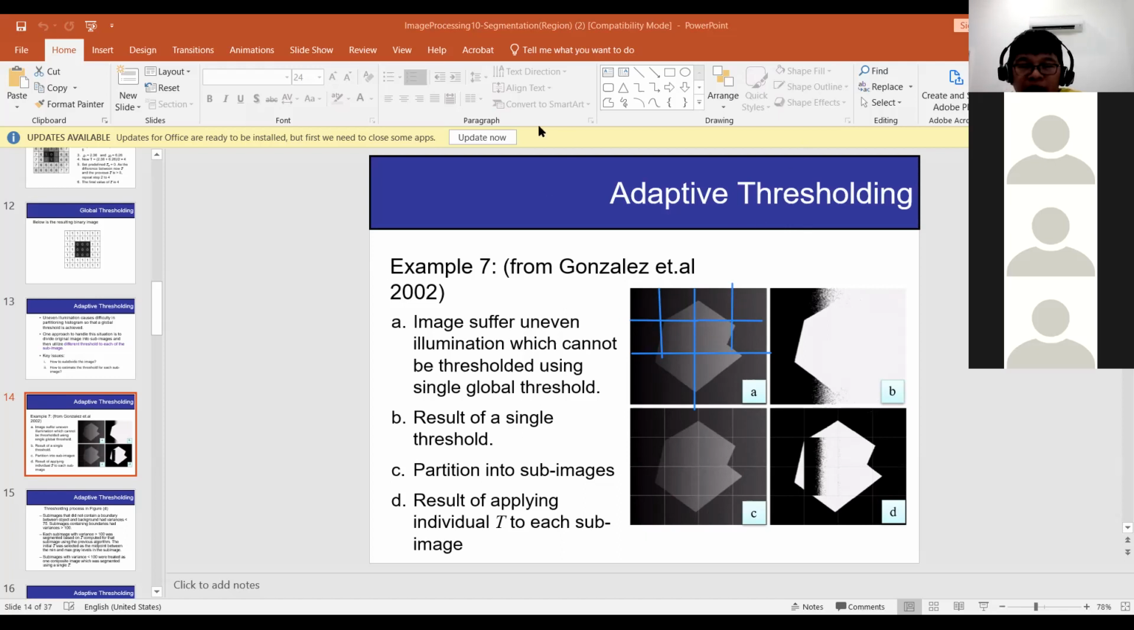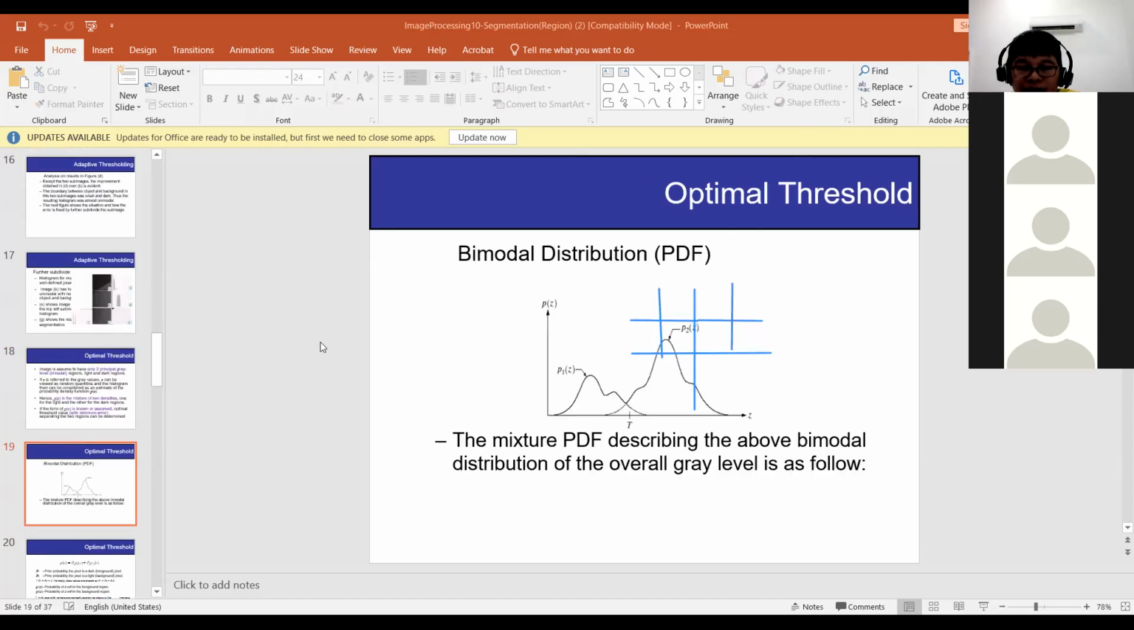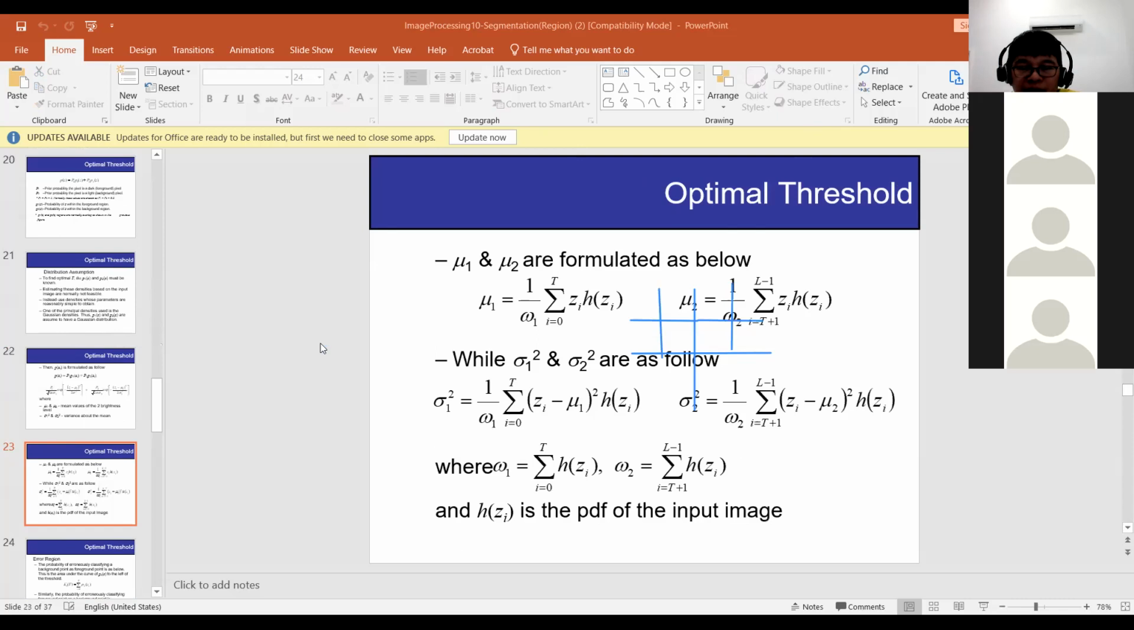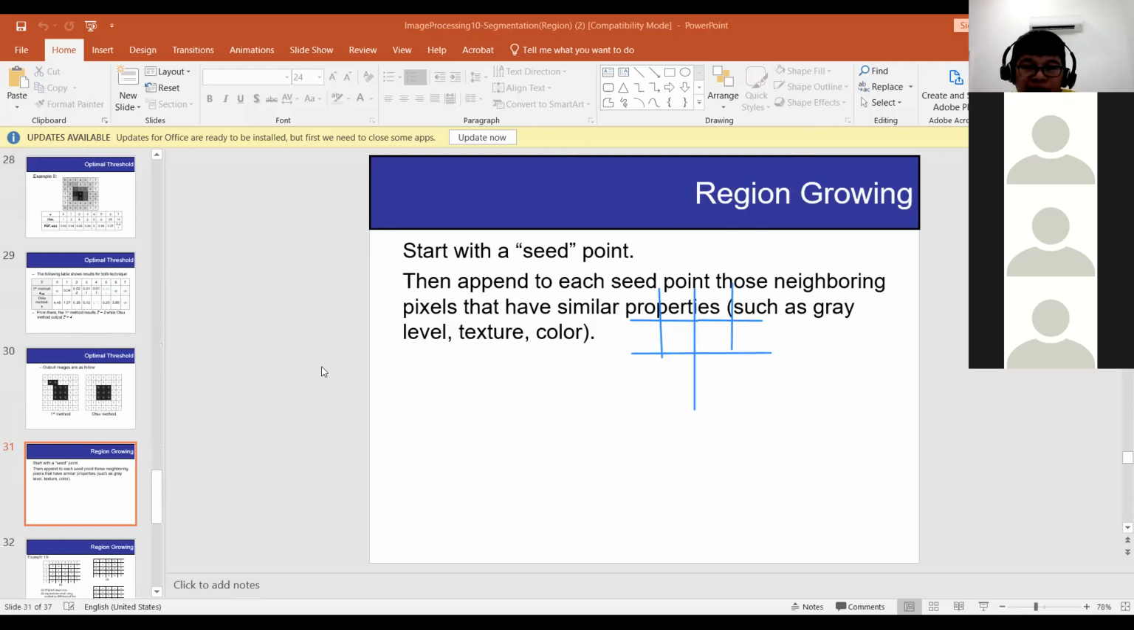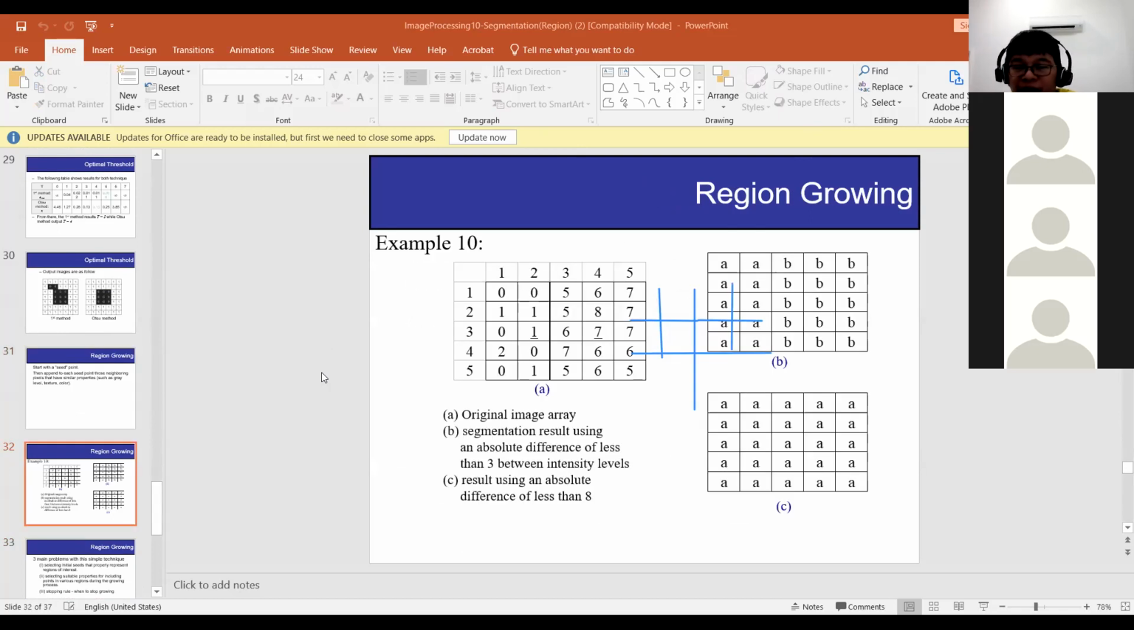Yeah. Next one is the optima, the one you learn by yourself now. Region growth, no? And region growth and region splitting. What is meant by region growth?